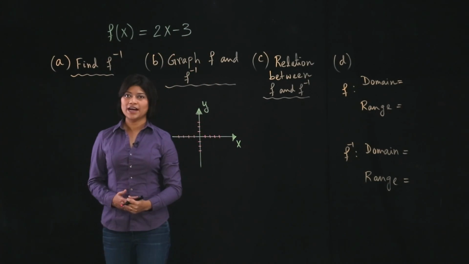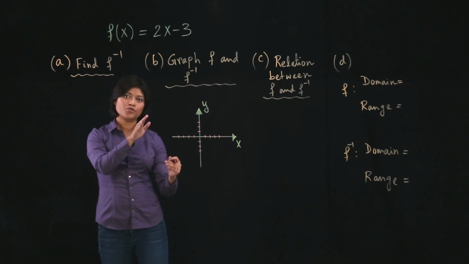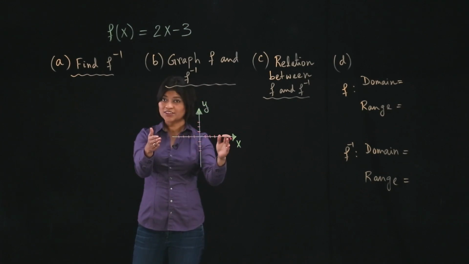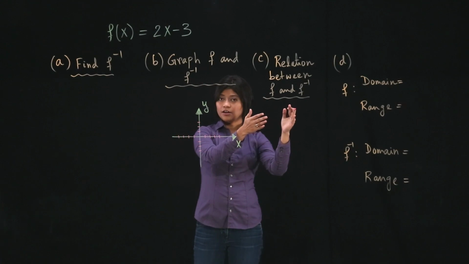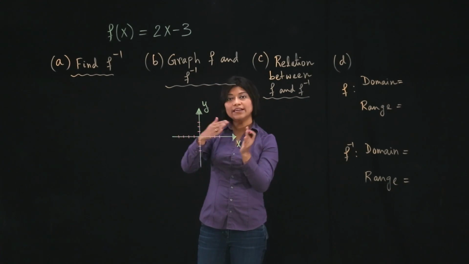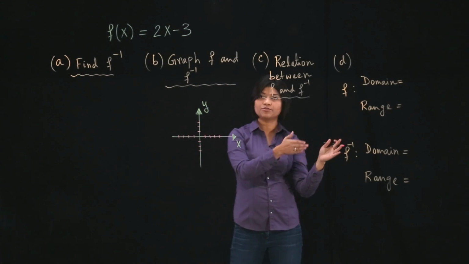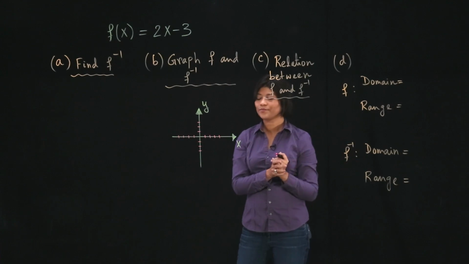In this problem, we have the function f(x) equals 2x minus 3. We have to first figure out the inverse of this function. Then we have to graph the function and its inverse in the same xy coordinate plane. Third part of this problem is to describe the relationship between f and f inverse. And then finally, we have to determine the domain and range of both functions.